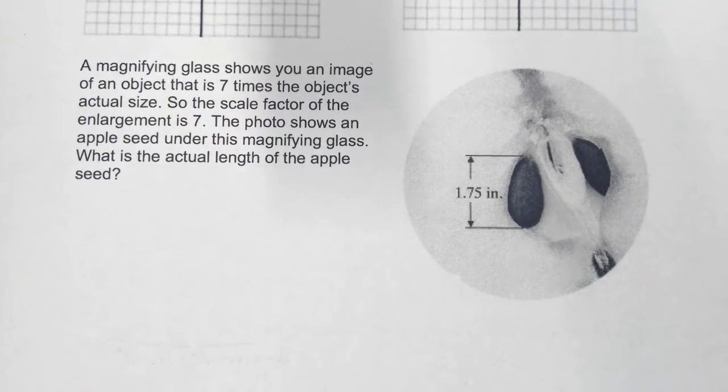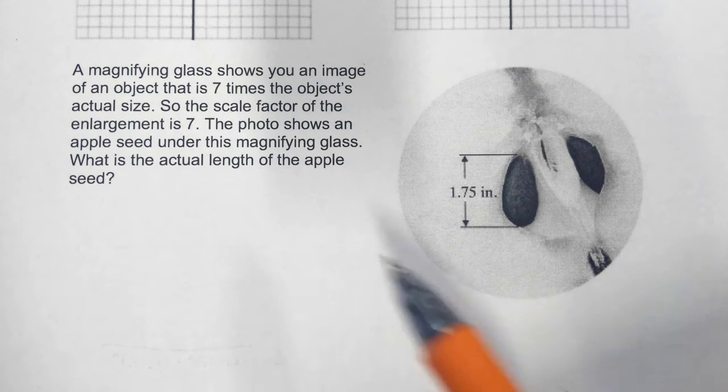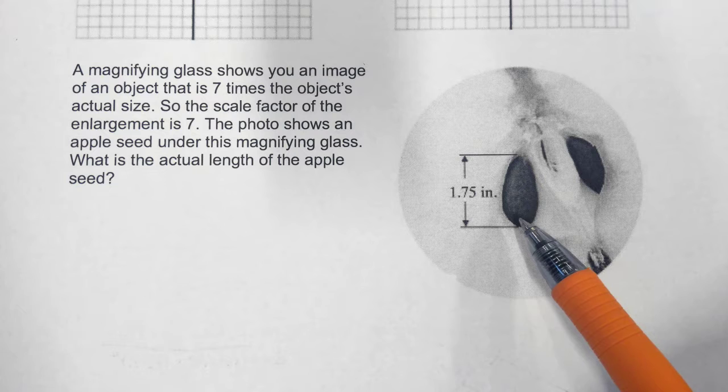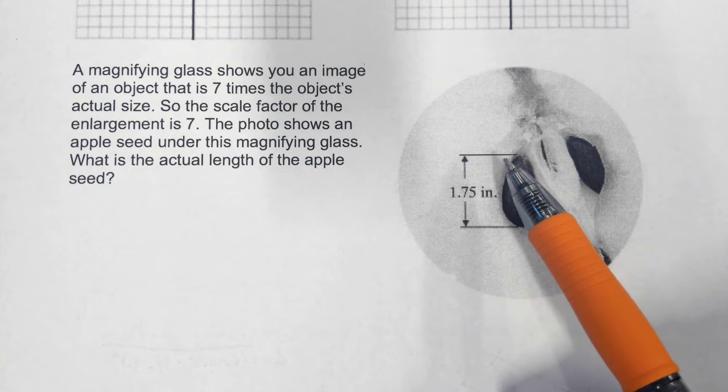Last type of problem says a magnifying glass shows you an object or an image of an object that is 7 times the object's actual size. So the scale factor of the enlargement is 7. It's 7 times, so scale factor is 7. Makes sense. Here we go.